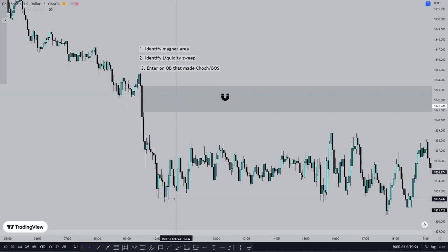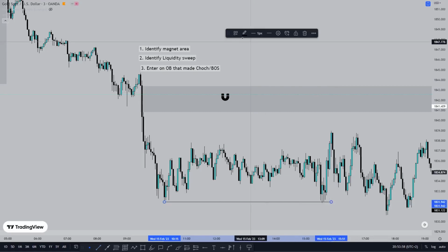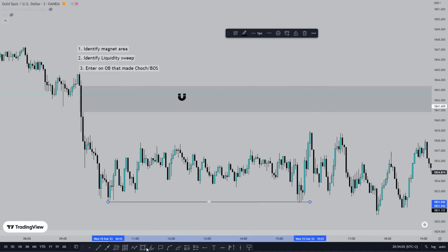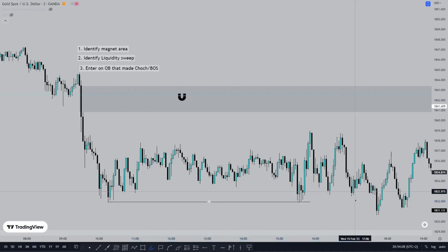Step 2, identify the liquidity sweep. Right over here we have some nice equal lows, and as you see right over here, price then pushed down below it, which then stripped out this low, and that there is our liquidation. Pretty simple.